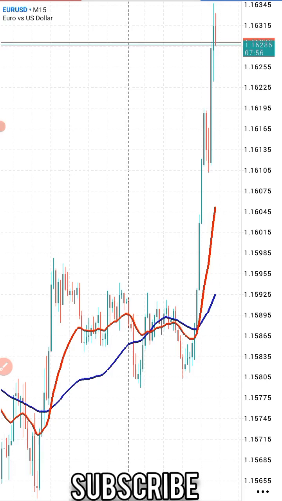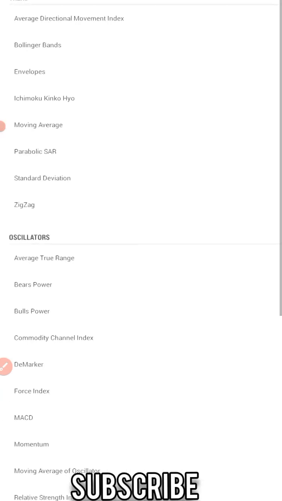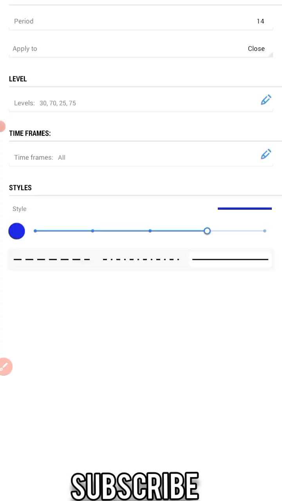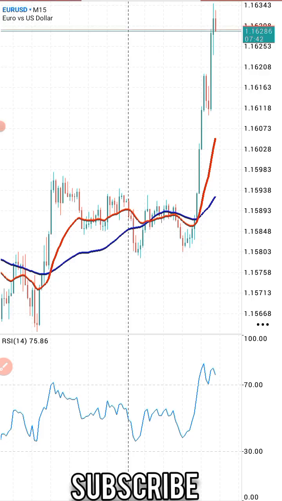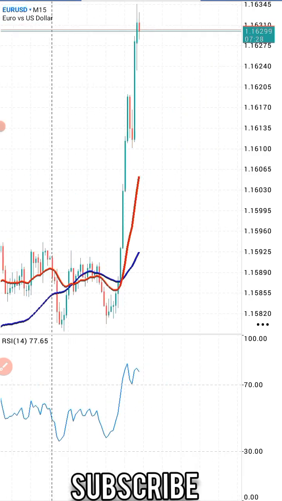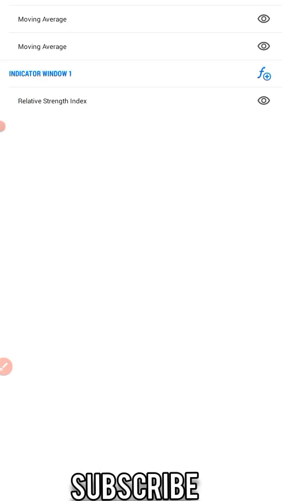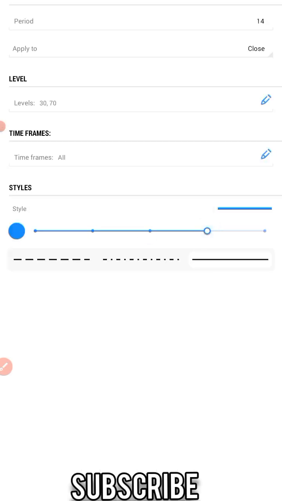Now the RSI has these levels, which are the 70 and the 30. Look at it, the 70 and the 30, that's the level. Now we are going to be using that. The RSI must be above the 50 level. So let me increase this and introduce the 50 level, which is the trend.